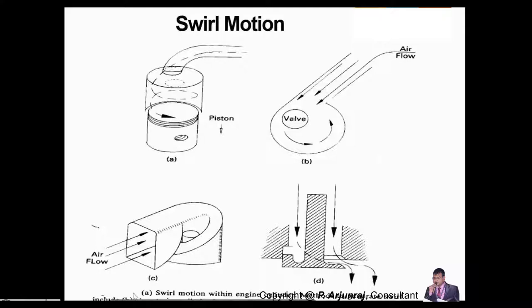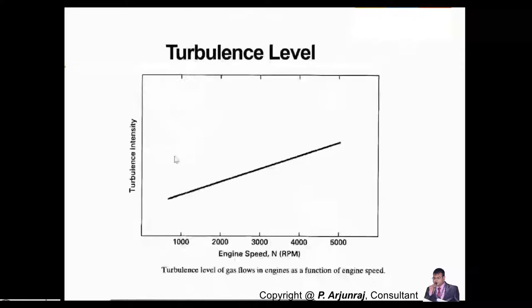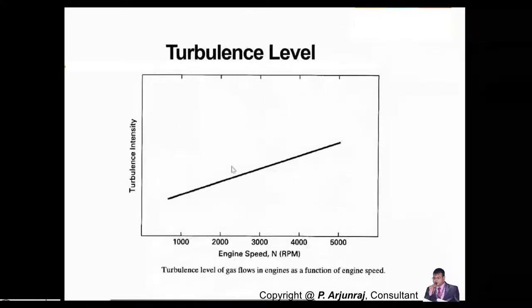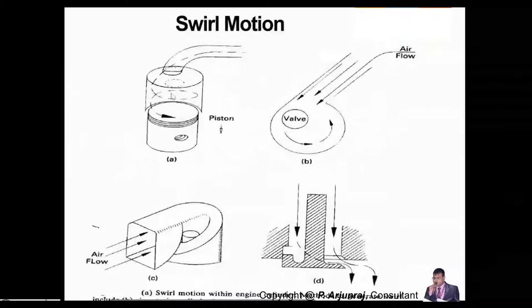See, I told you, the combustion chamber is nothing but the place where the air and fuel get mixed and you're going to get the combustion out of it, and that will happen about the piston. So you can create turbulence, or you can also create the swirl. That is swirl motion.